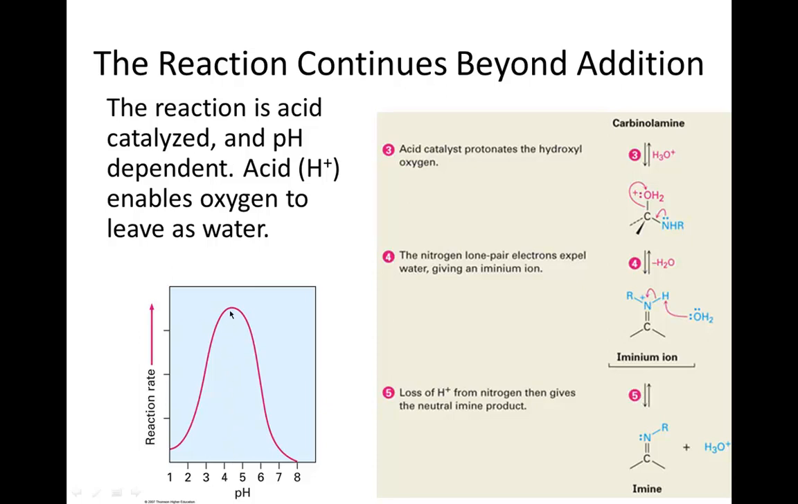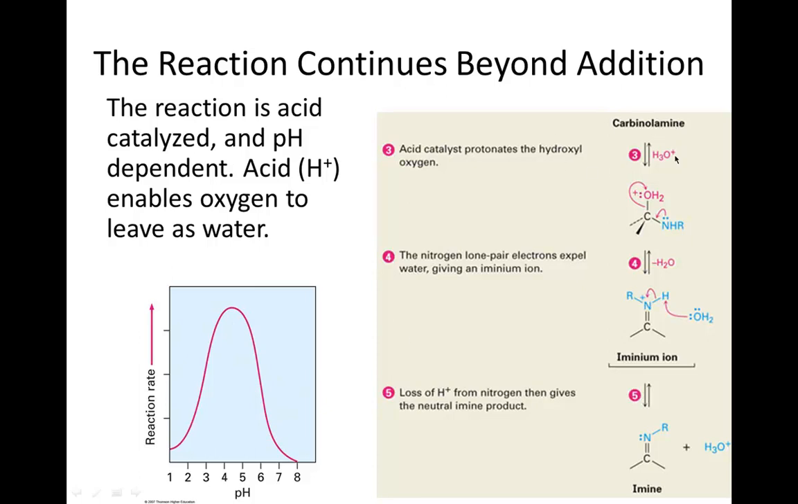And the reason is because if you have too much acid, then the amine would be protonated. Amines are bases, and so if you put them in strong acid, they get protonated. And if the pH is too high, then what we're going to look at next can't happen because you don't have enough protons. So here we go.